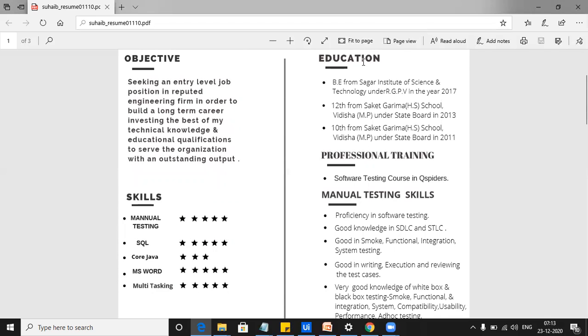Okay, let's say, is he good in Selenium? Does he know about automation? Does he know about manual testing? What are all the testing techniques he knows about? So that you can mention. So let us start from here.